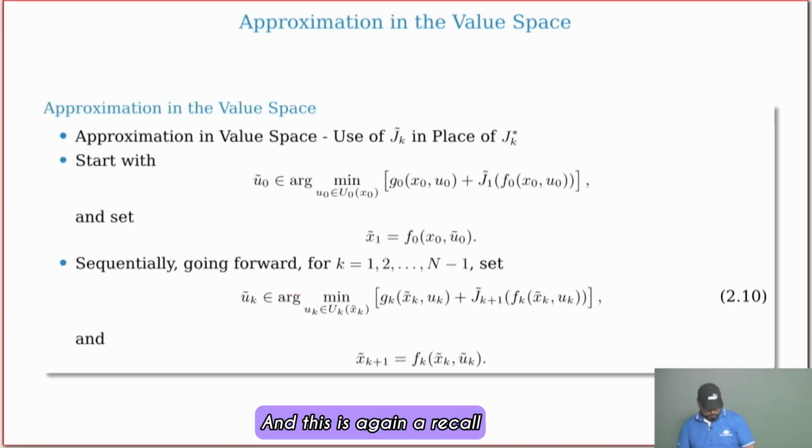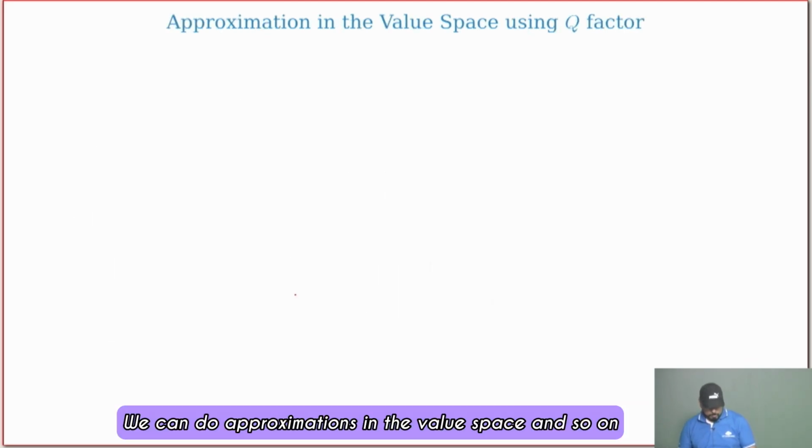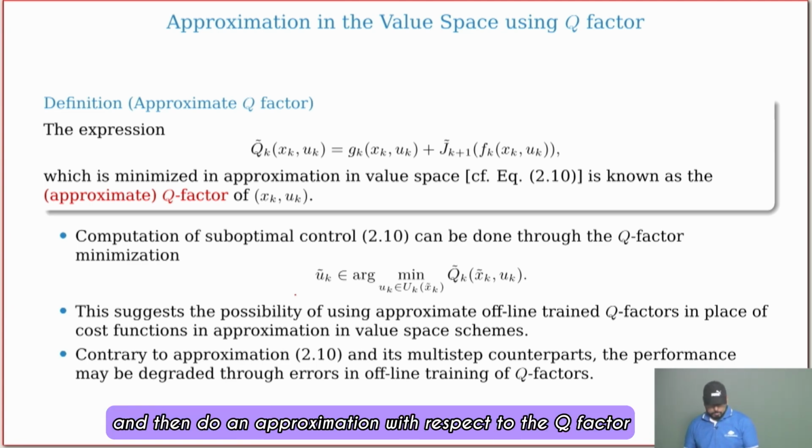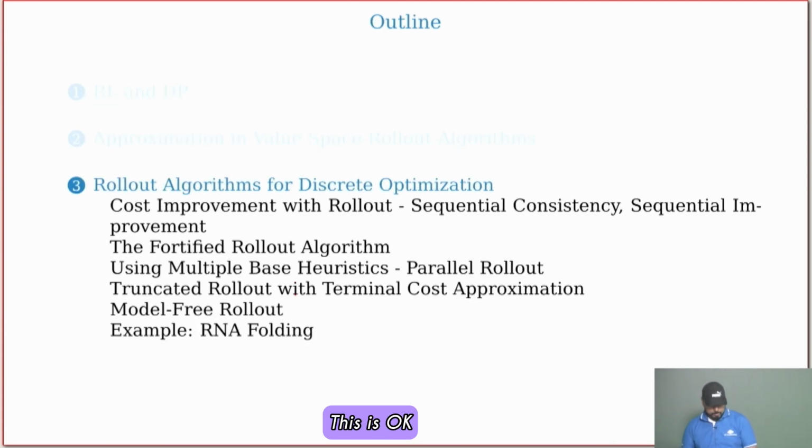And this is again a recall. This is nothing new right now. We can do approximations in the value space and so on. So I will just go over this. We can write a Q factor and then do an approximation with respect to the Q factor. Again, I will skip this. Let us go to the further topics.